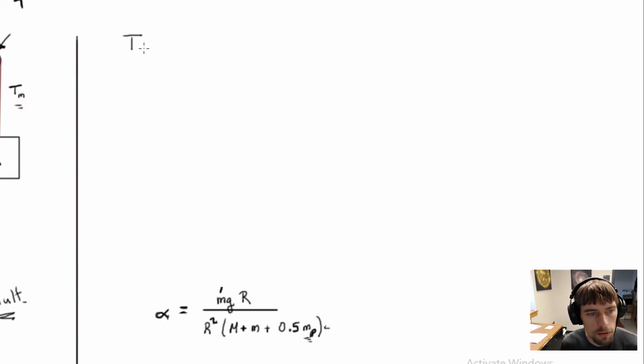We'll say the tension for big M is equal to big M times A. Or, if we prefer, big M times the radius times the angular acceleration. Let's go ahead and use this right here.